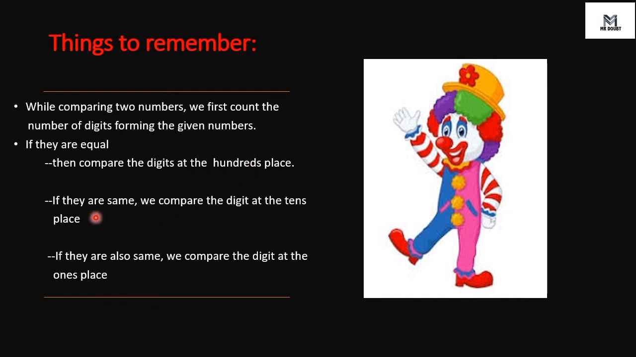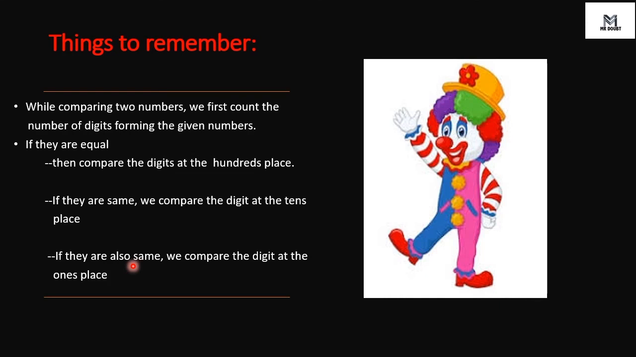Now second case is, if the digit at hundreds place is also same, then we compare the digit at the tens place. Same way, if the digit at tens place is greater than the digit at tens place of the other number, then obviously that particular number will be greater than the other number. And the next case is, if the digits at hundreds place and tens place are also same, then we switch over to the next digit, that is the digit at ones place. Okay, we will compare the digit at ones place.